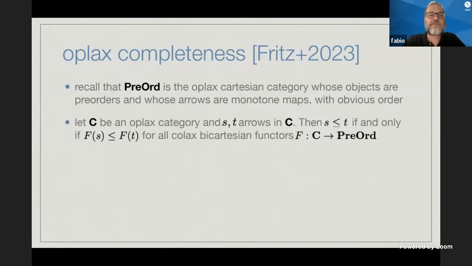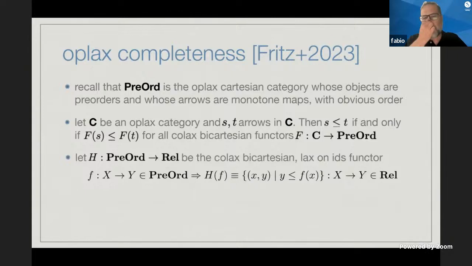Given an Oplax category C and two arrows S and T, then S is less or equal than T if and only if the image of S is less or equal than the image of T for all possible Oplax bicartesian functors from C to preorder. So basically it says that in order to check inequality, you may simply check what happens in preorder, which is clearly in general much simpler than playing the game with the arrows of C.